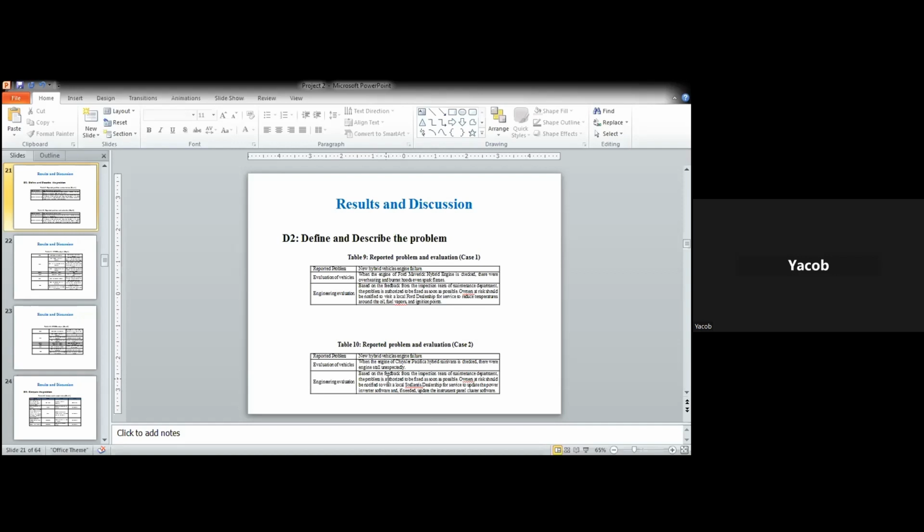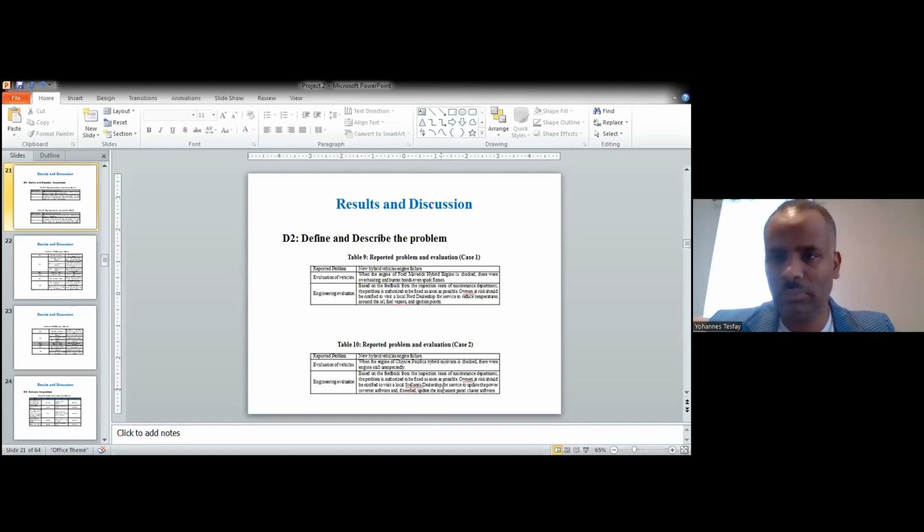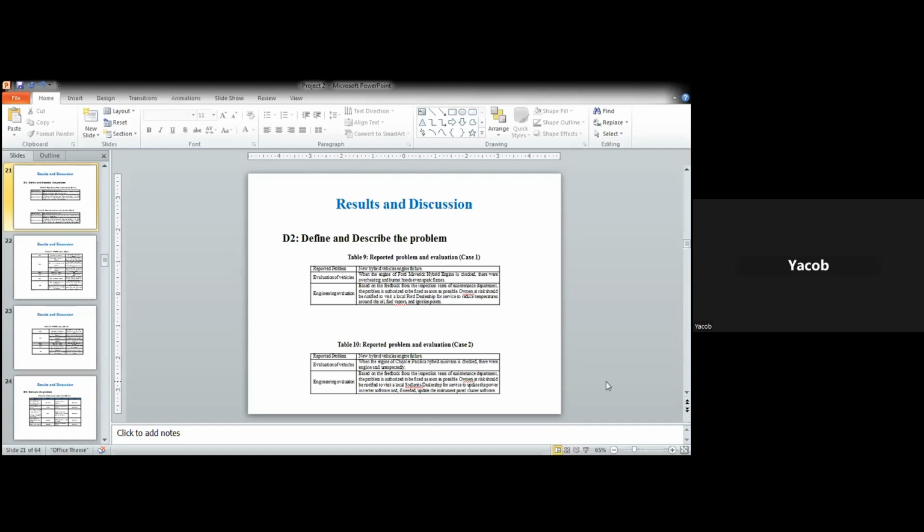And for the second case, similarly, we evaluate this problem. When the engine is checked for the hybrid minivans, there were engine stalls or unexpected shut downs. So the engineering evaluation is similar, based on the feedback from the inspection team. It should be fixed automatically. The same, owners should be notified so that some repair containment action should be taken. So this is the evaluation that we made.